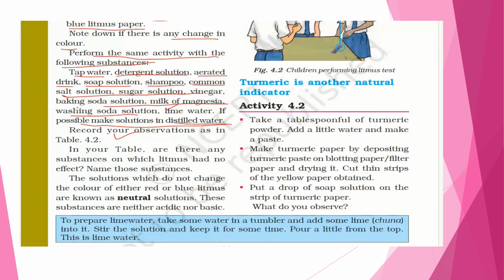As in table 4.2, if there are any substances on which the litmus has no effect, so either the red litmus is not changing color or the blue litmus is not changing color, how can you name those substances? You have been told that acidic substances change blue litmus to red, and basic substances change red litmus to blue. So the solutions which do not change the color of either red or blue litmus are called neutral substances. They are neither acidic nor basic in nature.